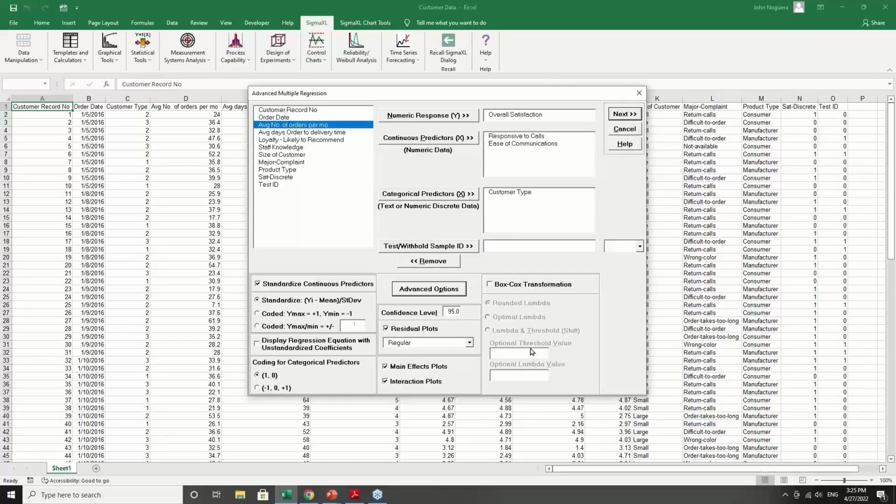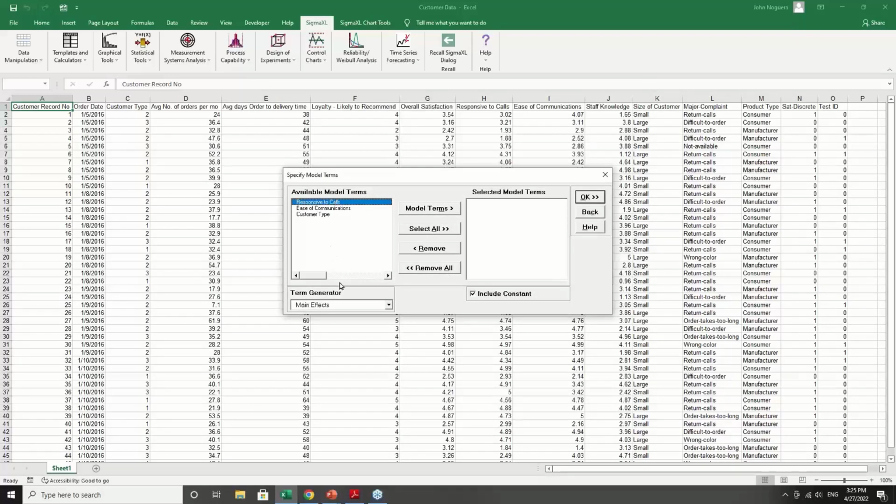Now, I am not going to turn on Box-Cox Transformation at this point. I will do that at the very end, and you'll see why, because we want that as a variance stabilizing transformation. But we'll leave that for now, and then we'll click Next.